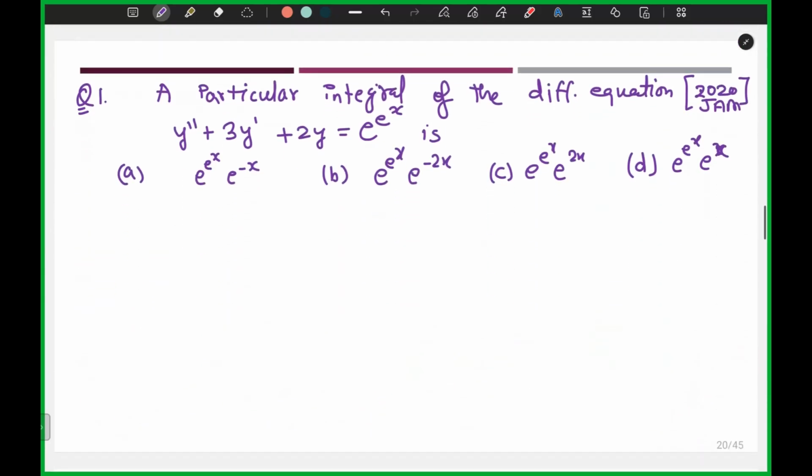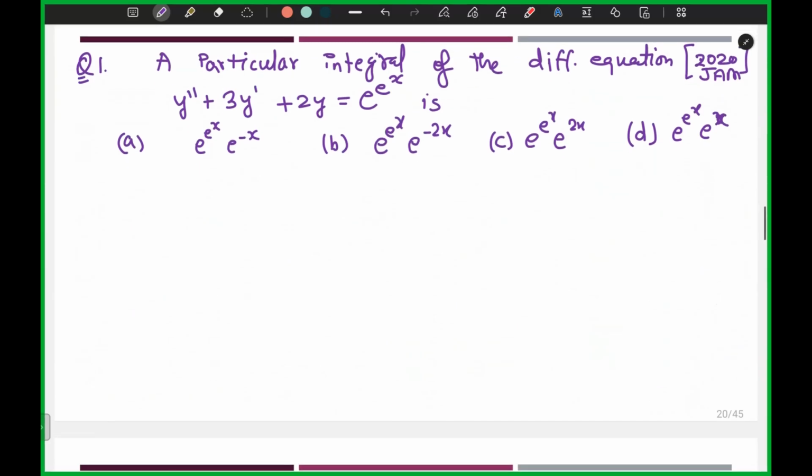So now, coming to some questions. Everyone should try to find the particular integral of this given differential equation. Just try on your own. I will wait for 1 minute and then ask how we can proceed.